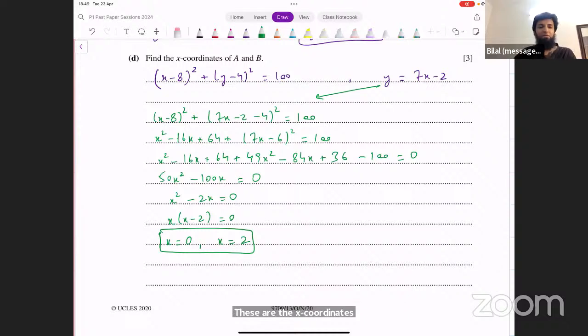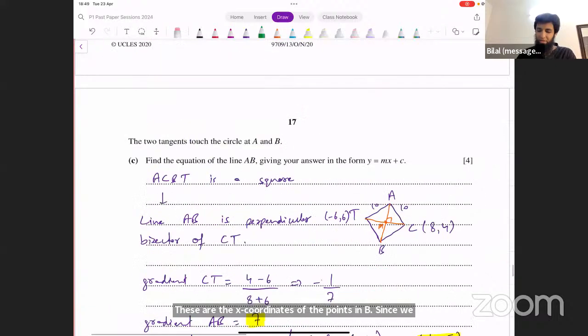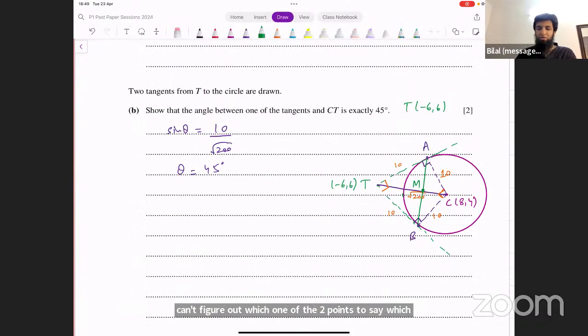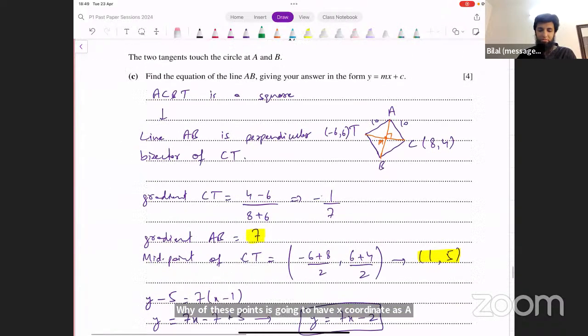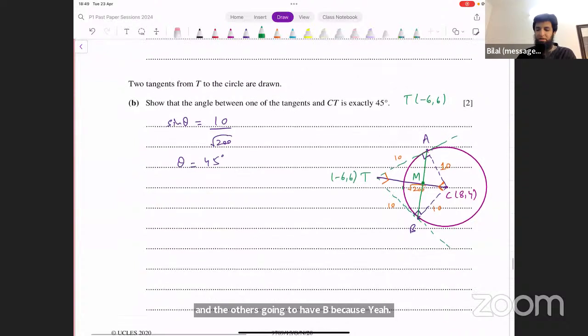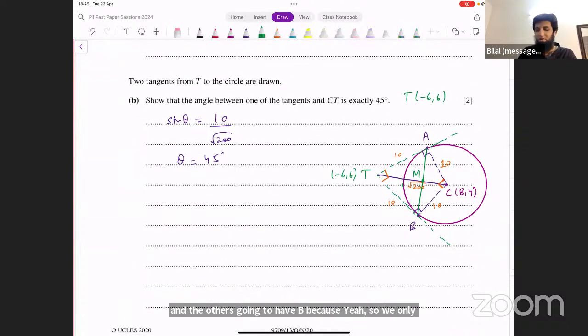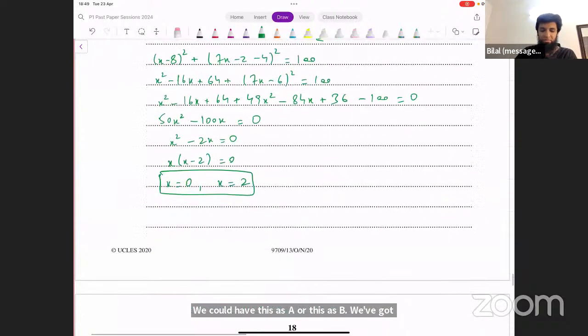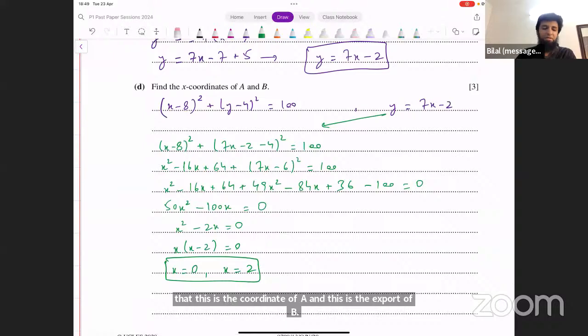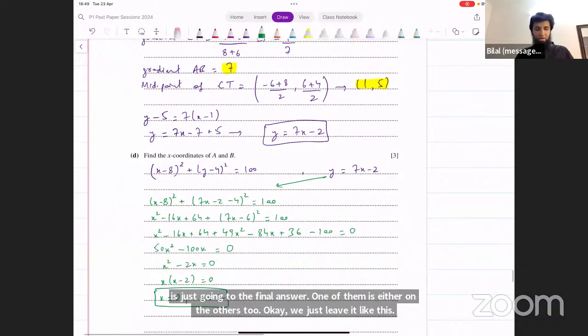Since we can't figure out which one of the two points is A and which is B, we can just leave it like this. One of these points has the x coordinate of A and the other has that of B, because we only know that the tangents touch the circle at A and B. We could interchange the points as well. So we can't specify which is the x coordinate of A and which is B. This is just going to be the final answer: one of them is 0 and the other is 2. That's the last part. Makes sense?